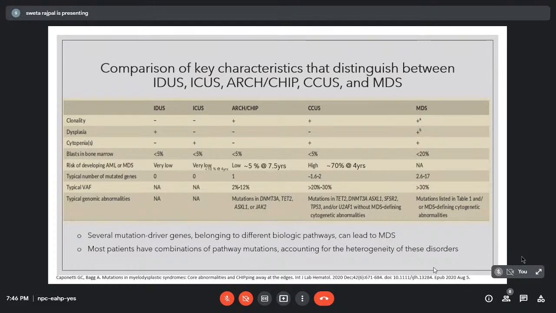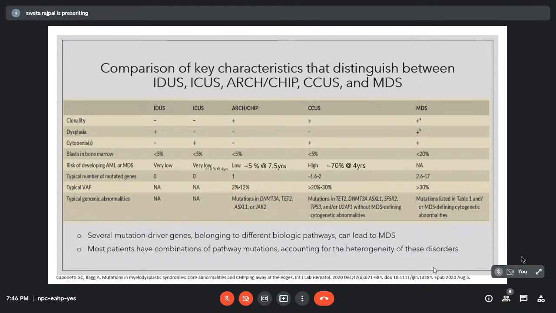The next phase of progression is CCUS, clonal cytopenia of undetermined significance, where, apart from cytopenias, we also have clonality, without an increase in blasts in the bone marrow. They have a higher mutation burden, at least 20%, and mutations apart from DTA mutations.